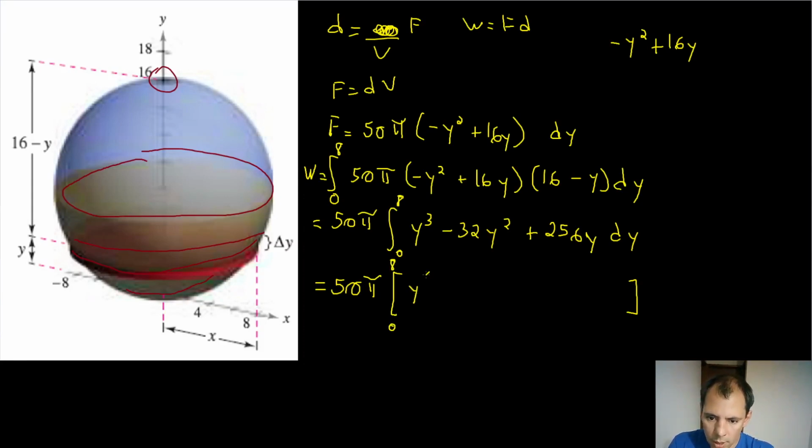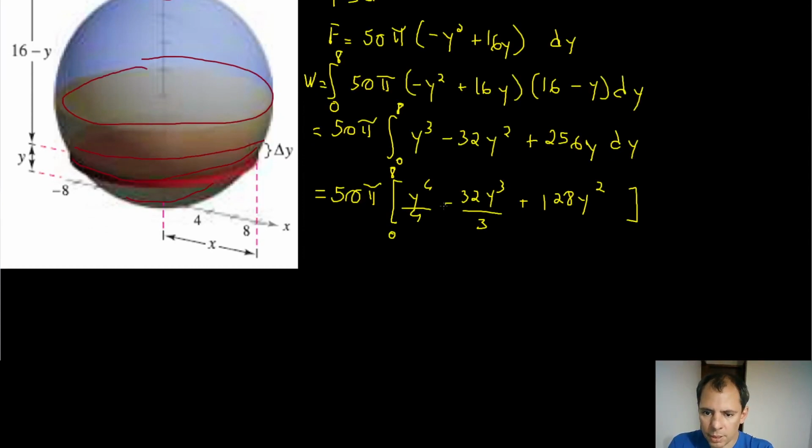So it'll be y to the 4th divided by 4 minus 32y cubed divided by 3 plus 128y squared. Okay. Now, all you gotta do, guys, is plug in the values, okay? Since you have y everywhere, you don't have to worry about the 0. So let's do that. Well, it'll be 50 pi times.